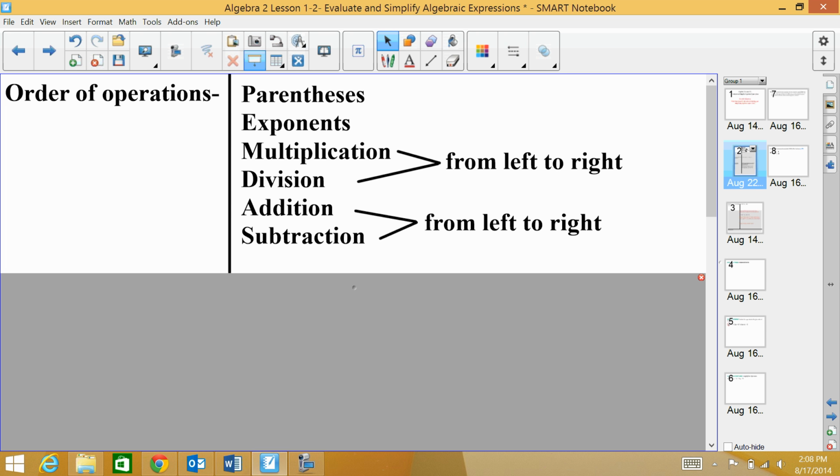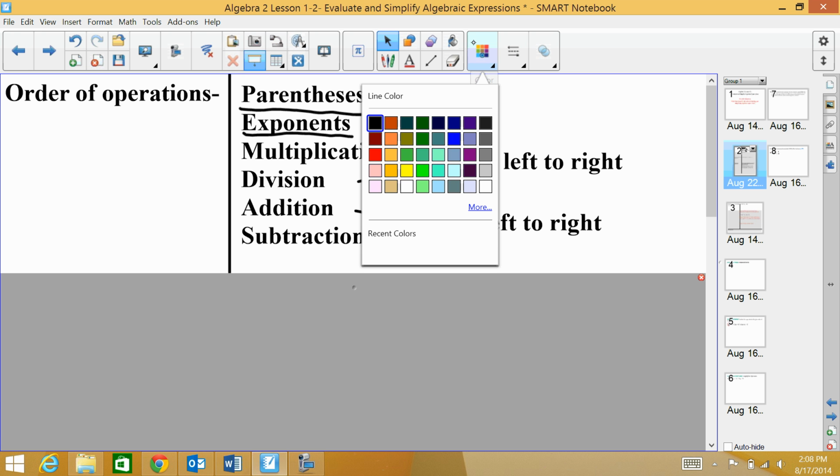Same with addition and subtraction. You go from left to right. So whenever we're working anything out, parentheses always come first, and then exponents, and then you can do these other things from left to right. So let me change colors here.